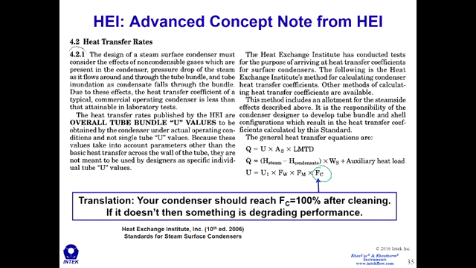This factor right here is called the cleanliness factor, and that is a cleanliness margin that you as a purchaser and the manufacturer agree upon. But the translation of all of this is that your condenser should reach, if you were measuring this cleanliness factor rather than using it for a design, 100% after cleaning. If it doesn't, then something is degrading performance. Now, I'm not saying that you should get 100% after every cleaning. I'm just saying that something is degrading the performance, and it's important to know what that is and to figure out if there's something you can do about it.